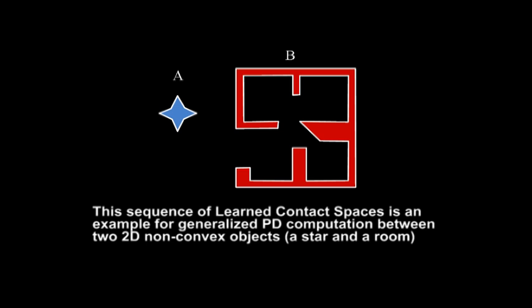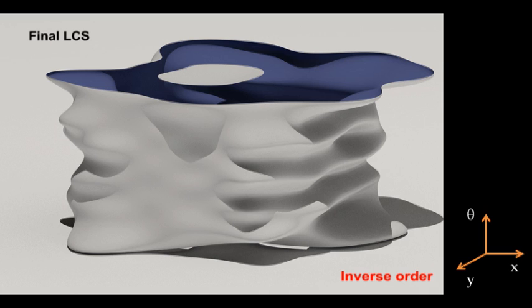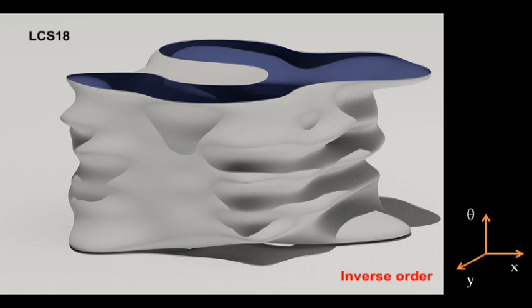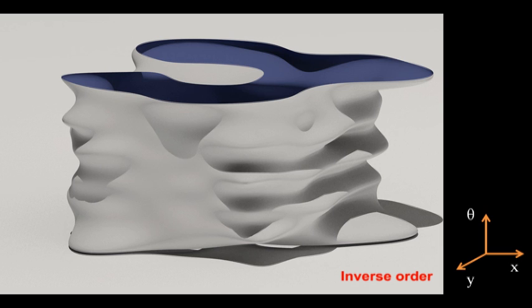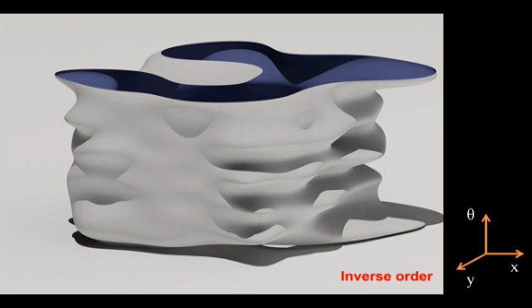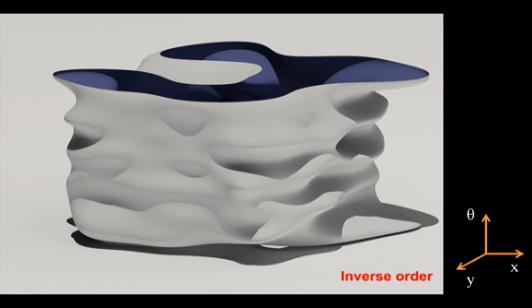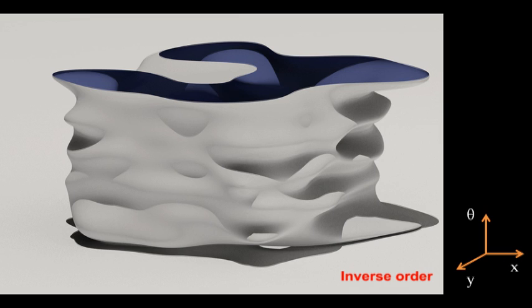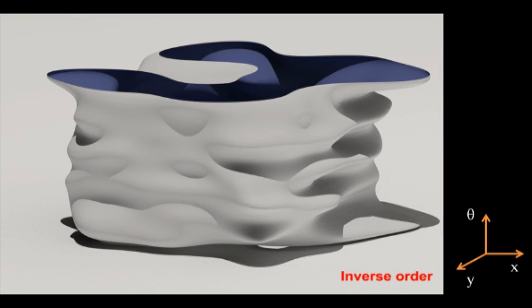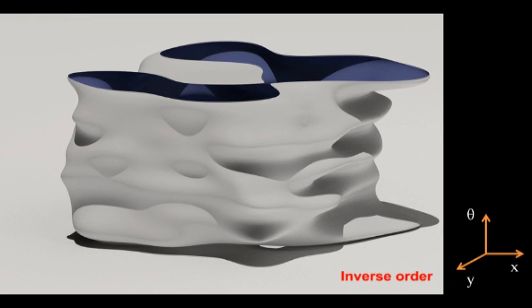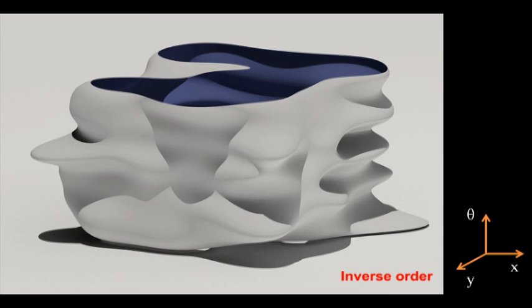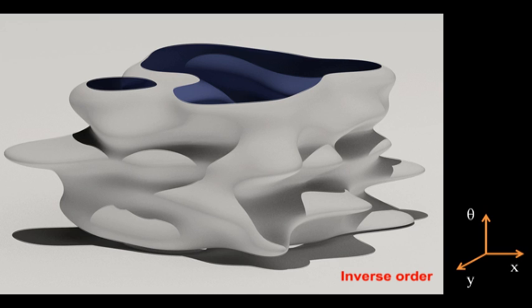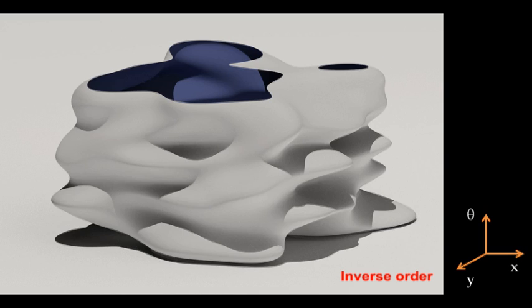The 2D generalized penetration depth creates a 3D contact space. This sequence shows the final learned contact space and a sequence of previous refinement iterations. The active learning technique takes an iterative approach to defining the contact space. Each iteration samples the configuration space through the principles of exploration and exploitation. These samples are then used to refine the approximation. The refinement ends when the approximation satisfies certain error-based conditions.